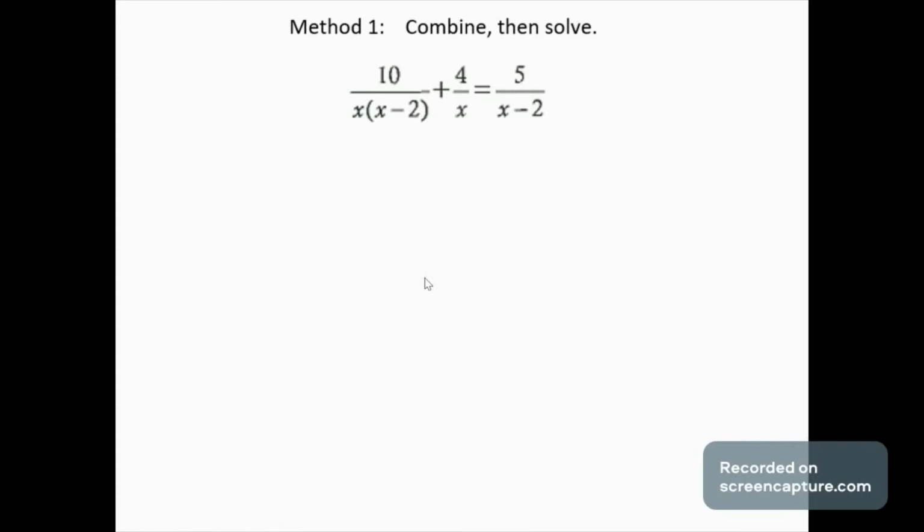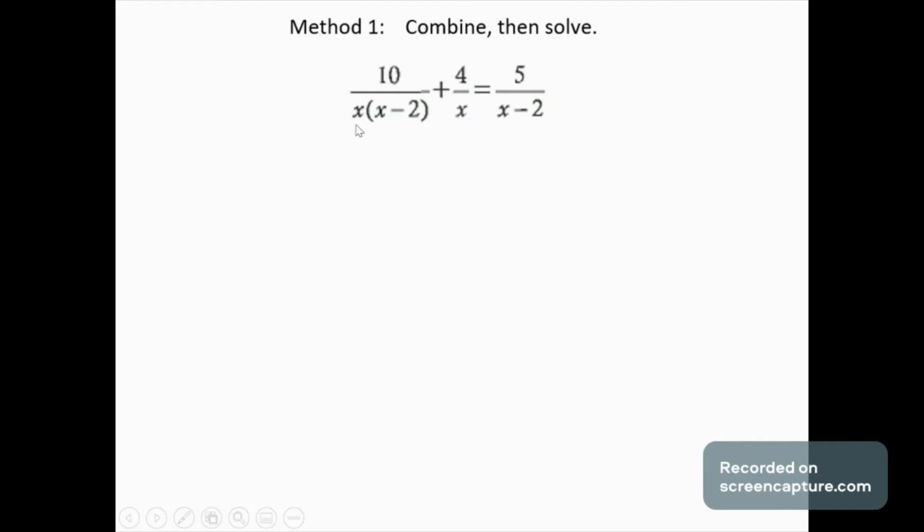Here's another one. Let's try again the longer way and the shorter way. So the longer way here, I see 2 fractions being added here and only 1 fraction here. Okay, so let's add these up. We need a common denominator to add these. So ignore this 5 over x minus 2 and just focus on this side.